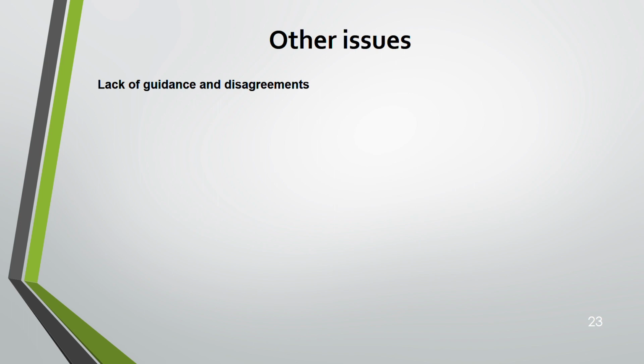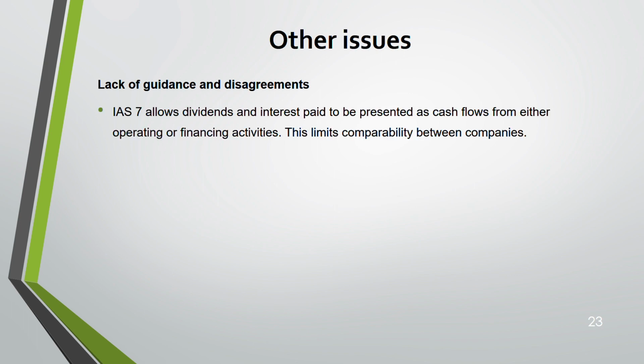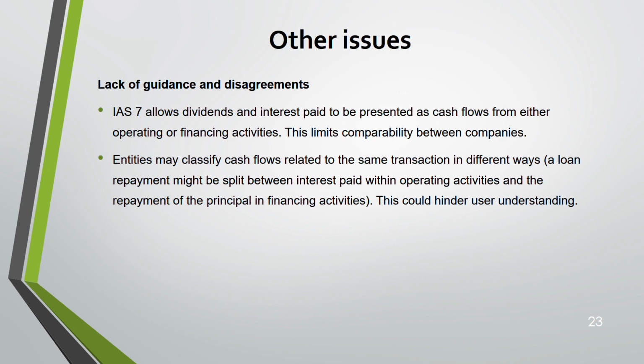There is lack of guidance in IAS 7. Why? Because you are saying dividends and interest paid could be from operating or financing activity. Interest paid is operating, dividend paid is financing activity. So again, a comparability issue comes. Second, entities can classify cash flow relating to the same transaction in different ways. Two entities can classify the same transaction's cash flow in two different ways. Again, the user might not understand why it's two different ways, so comparing becomes very difficult again.